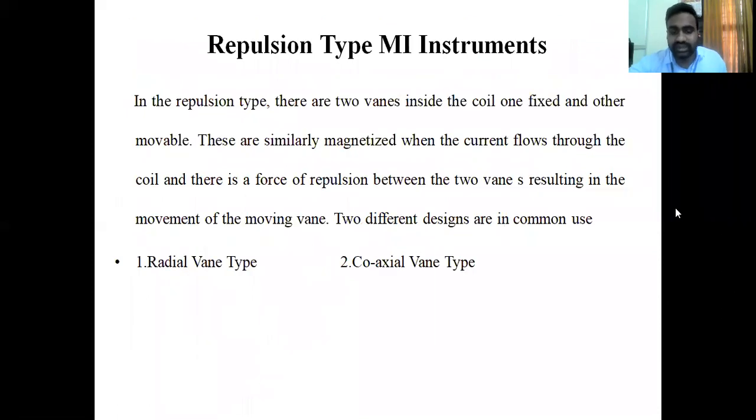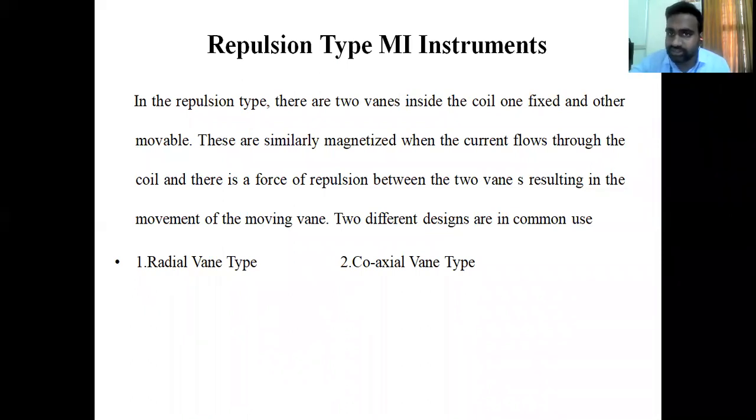So coming to the second classification, that is repulsion type moving iron instrument. In this classification of repulsion type moving iron instrument, there are two vanes inside the coil. One is a fixed vane and another one is a movable vane. These both are similar with respect to the magnetic fluxes. That means the current is flowing through the coil. Previously we discussed the force of attraction, that means the moving iron vane is attracted from weak magnetic region to strong magnetic region. That condition we discussed in the attraction type MI instrument.